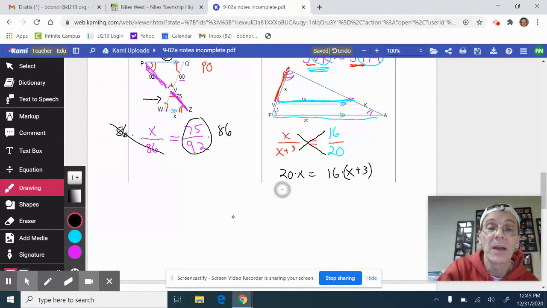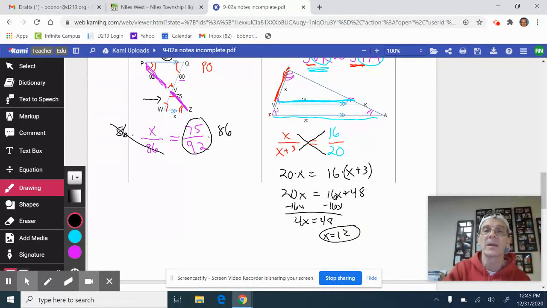Okay, so now distribute the 16. 20x is equal to 16x plus 48. Now subtract the 16x, and we get 4x is equal to 48. Divide both sides by 4. X is equal to 12. I was estimating 9 or 10. 12 is not that far off, but 3.75 looked bad and it would have been way off.